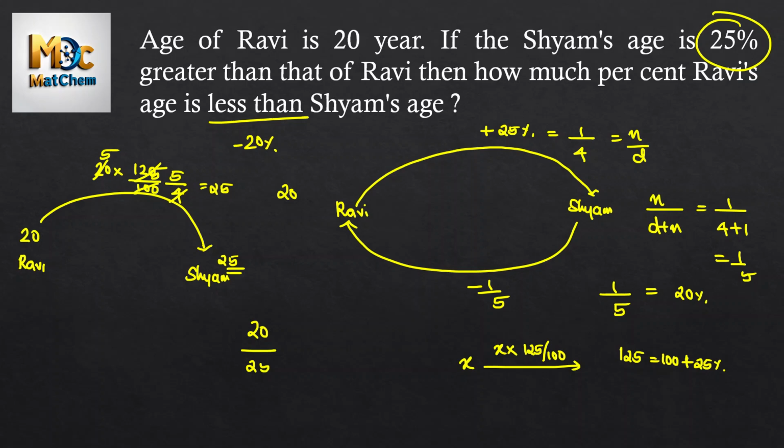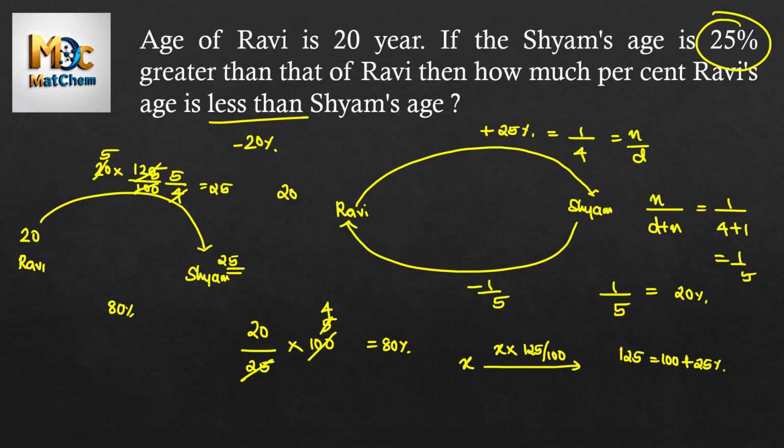Shyam's age is 25. If you convert it into a percentage by multiplying by 100 and cancel it, you will get 5 here. So 20 divided by 25 is how much percentage? It will be equal to 20 into 4, that will be equal to 80%. So Ravi's age is 80%.